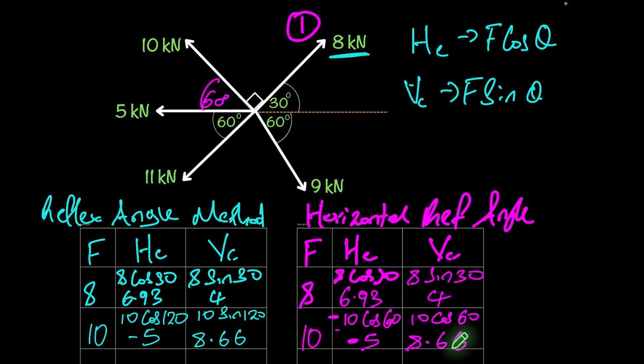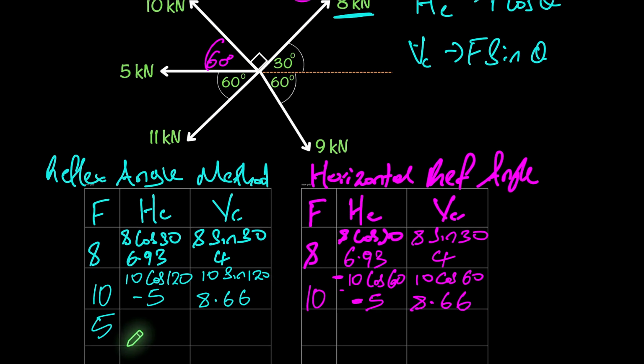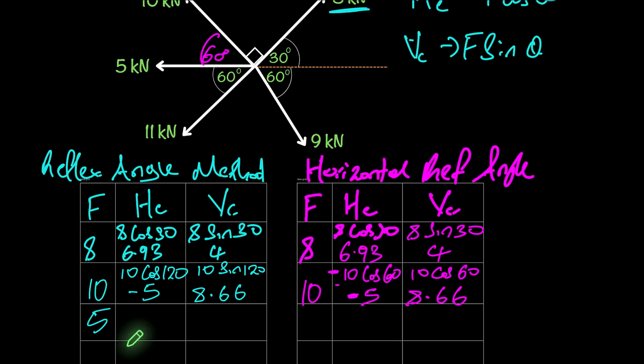Now, if we go across then to this 5 kilonewtons, because that 5 kilonewtons is just a horizontal force, it's just going to the left. So when we write this one in, let's just put that force in. That's the 5 kilonewtons. And because it's just going to the left, we just need to write this in as negative 5 for our horizontal force component. Now it doesn't have any vertical component, so therefore this will be 0 right here.